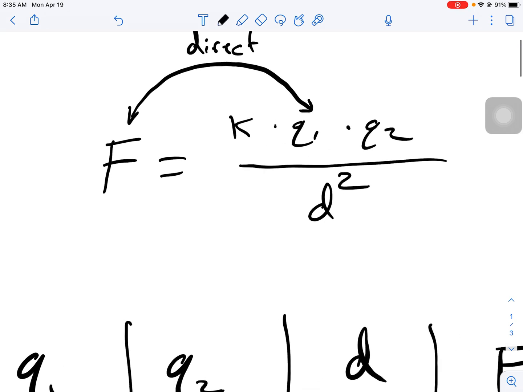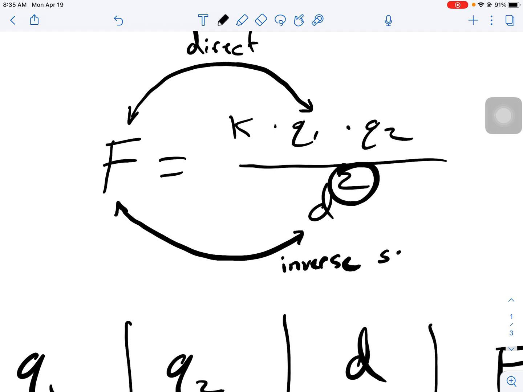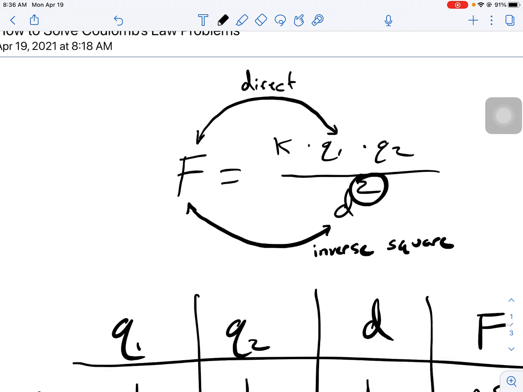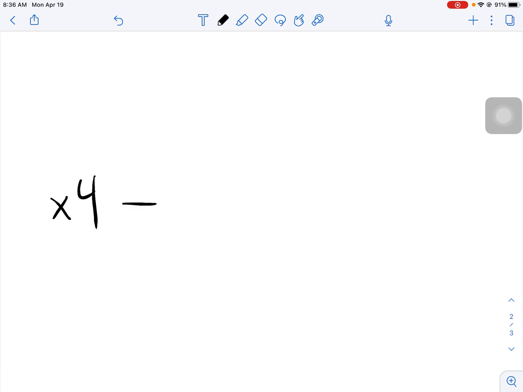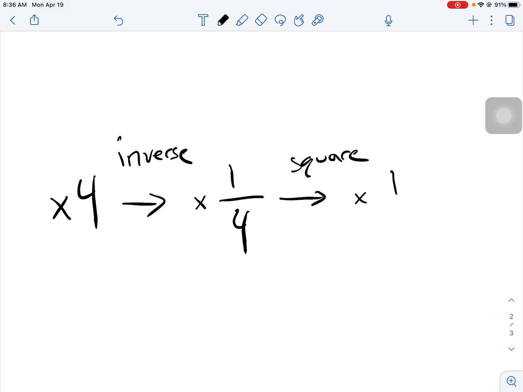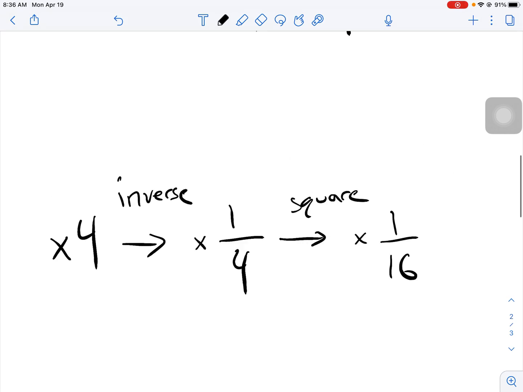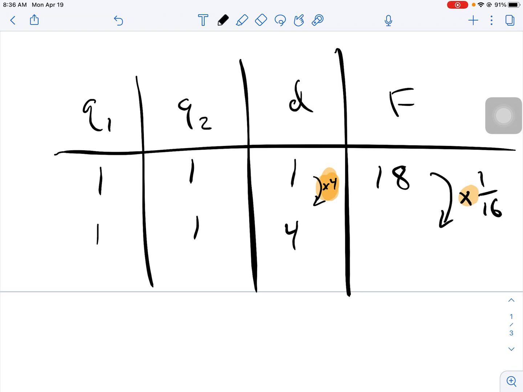So if distance is quadrupled, how is force changed? The relationship between force and distance is an inverse square. That's something you have to remember. So here's this new step: how do we figure out an inverse and a square? Let's take this factor, times 4, and inverse it, which is the same as taking its reciprocal. So 1/4 in the denominator, and then we're going to square it. 1/4 times 1/4 is 1 over 16. So we have to multiply 18 times 1 over 16, which is the same as dividing by 16.